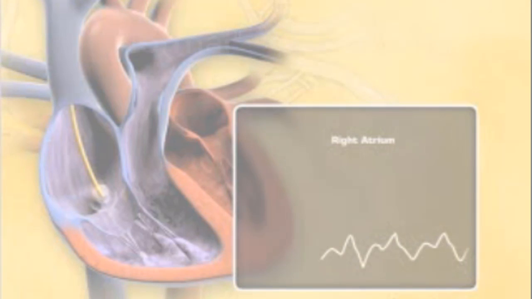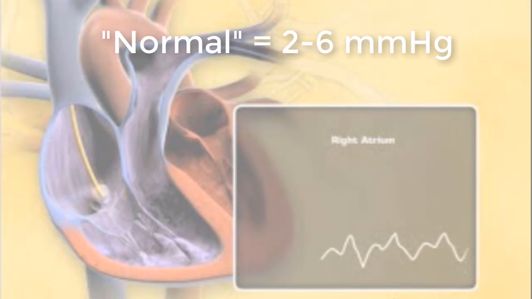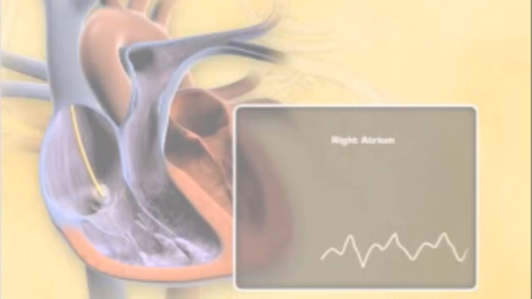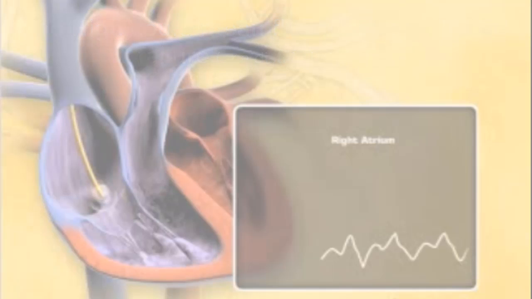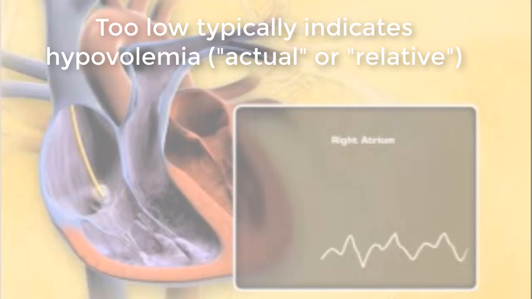Typically, that pressure for a normal adult is going to be about 2 to 6 millimeters of mercury. Again, as that pressure rises, that means there is more preload on the right side of the heart for whatever reason: fluid overload or the right ventricle not pumping well enough. Either one of those can cause an increase in right-sided preload.